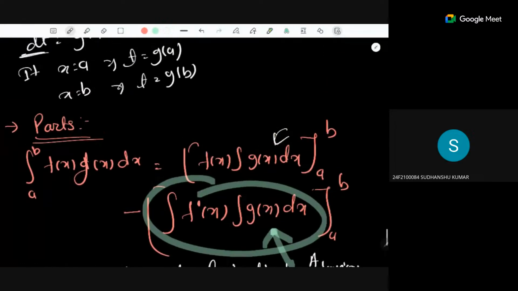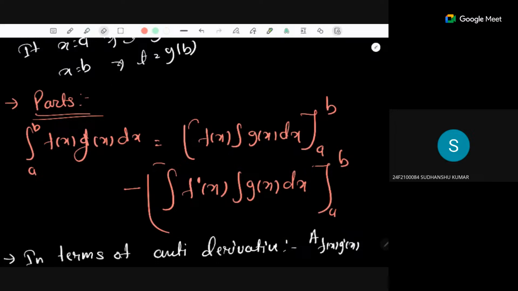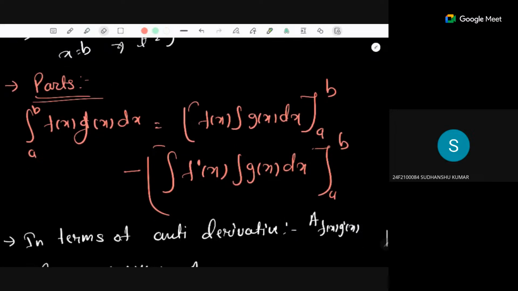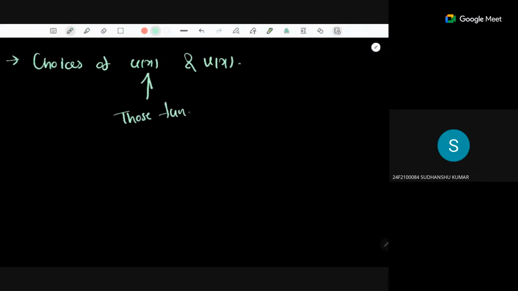So you can interpret integration by parts with the antiderivative too, but whenever we want to solve a question, we can use our old integration by parts only. We don't have to go for the antiderivative and all that. We can simply use our method, whatever we have learned so far, and get the answer. But there are certain things you want to consider: the choices of u of x and v of x. What functions do we need to choose in place of u and v? In place of u of x, we'll choose those functions whose derivative is simpler.